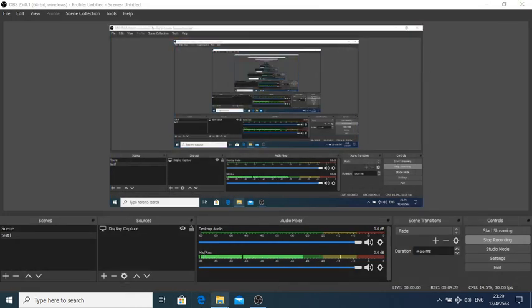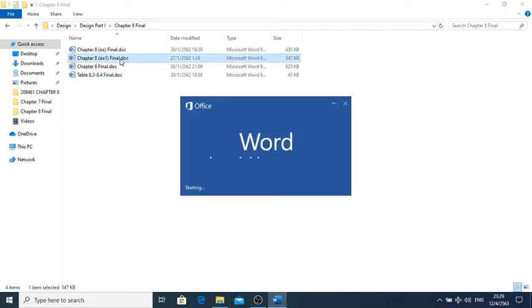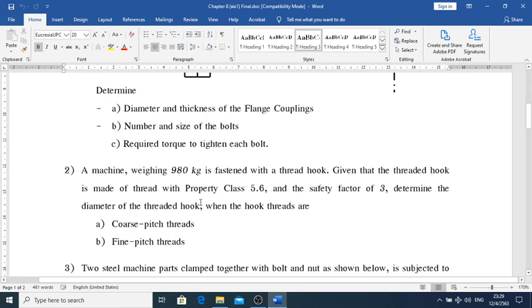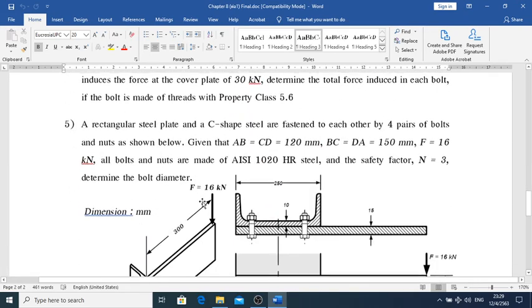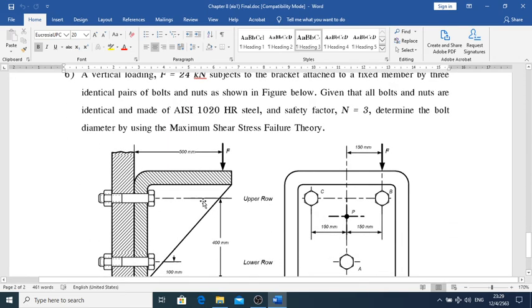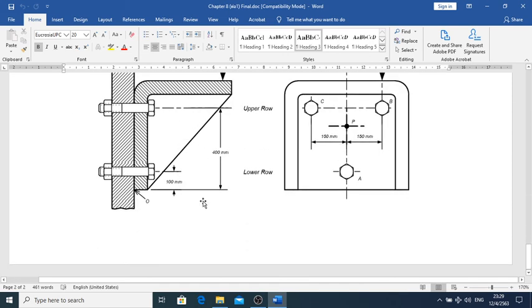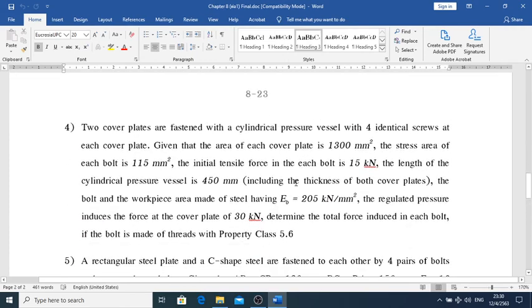That is going to be the lecture that I'm going to do on the design of the thread connections. I have a problem set for you to do. Number 1 is very simple, very good practice. Numbers 2 and 3, 4, 5 are very good examples. Like number 6, we changed the rivet to be the bolt. I will show you some examples on it. And number 4 is going to be a pressure vessel. You may practice on it.